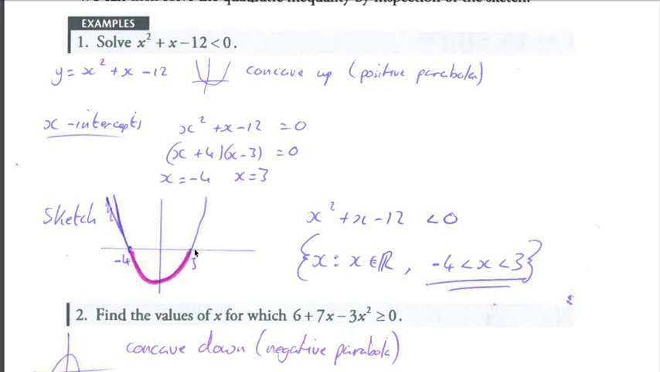If we look at x equals 3, the curve has a value of 0. We're looking at when the curve's less than 0. So using our set notation, x, where x is an element of real numbers, but x must be greater than -4 and also less than 3. So that means between -4 and 3.